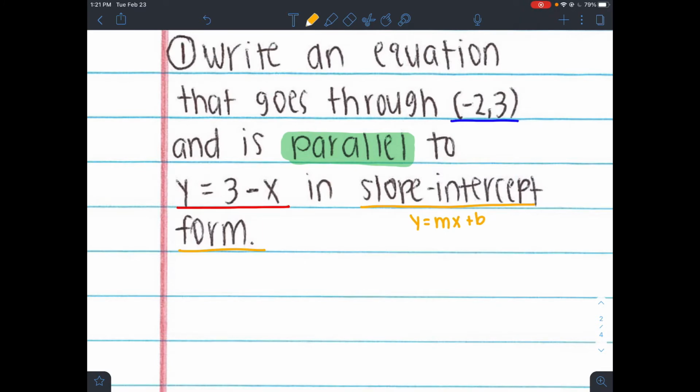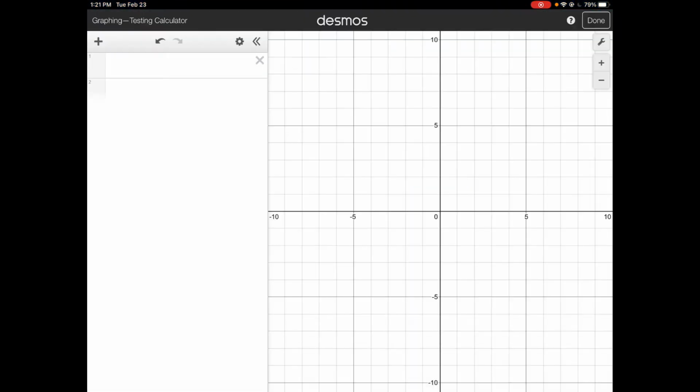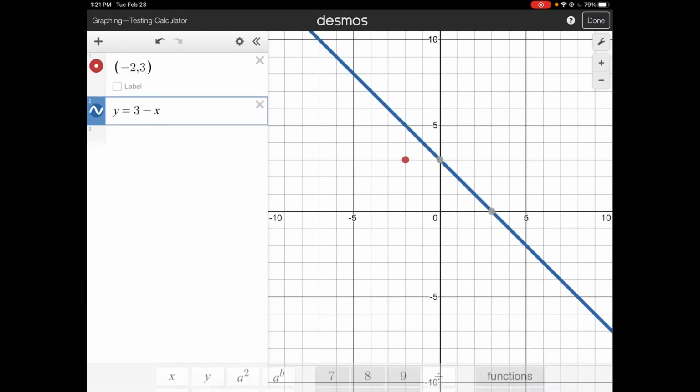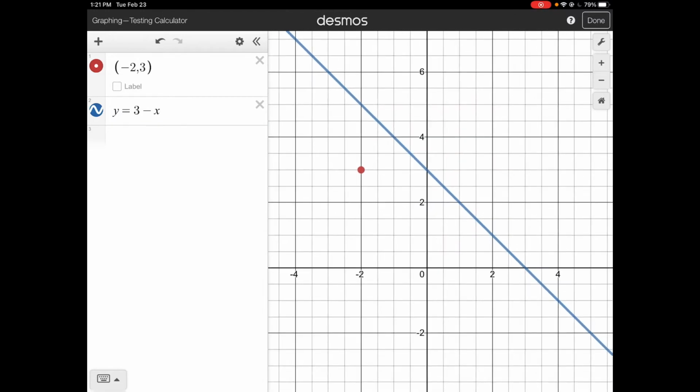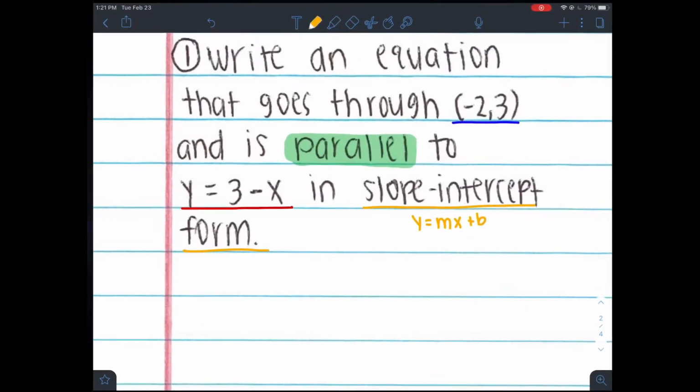Let me go ahead and graph this for you to show you what exactly we're doing here. So they're giving us a point, -2, 3. Okay, and then they're giving us the equation y equals 3 minus x. Now obviously that red point doesn't go through that blue line, and there's a reason for that, because we're trying to create an equation that goes through that red point. So the blue equation's already there. Now we're trying to make a new equation that goes through the red point and is parallel to that blue line. So let's go ahead and do that.